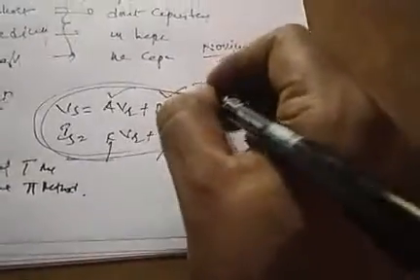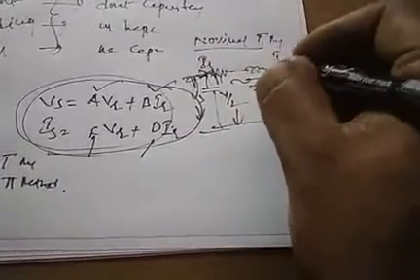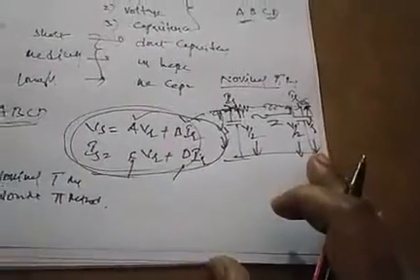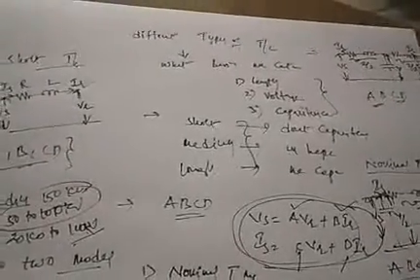So what is the sending end? This is the sending end voltage. This is the current. This is the receiving end current. This is the receiving end voltage. So this is the model representation of the nominal pi method. We already discussed the transmission line parameters for the nominal pi method. We derived the ABCD constants. With that we can estimate the performance of nominal medium length transmission lines.